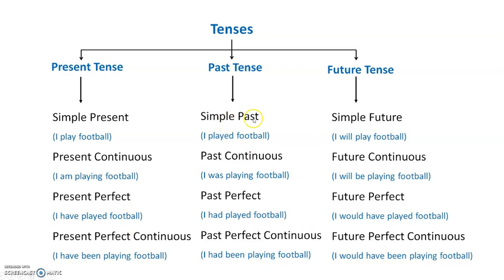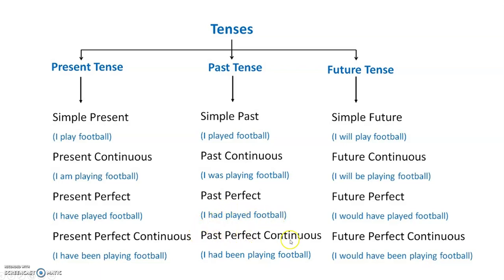So past, now look at simple past, I played football. Did ed come or not? So here it becomes past tense. What will it be in past continuous? ing. Was playing. Because am playing is present. Okay? So in past it is was playing. Then what happens in past perfect? Had. Look, here in present perfect it is have played. Here in past perfect, had played. Had is past, children. Remember that. Had played football.